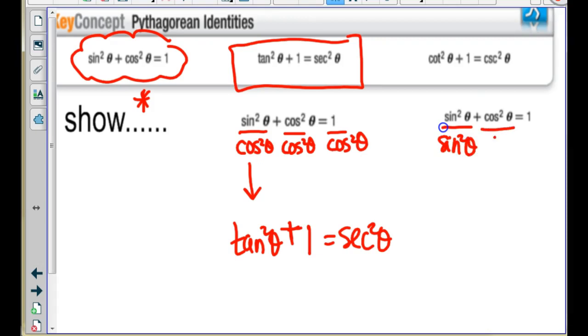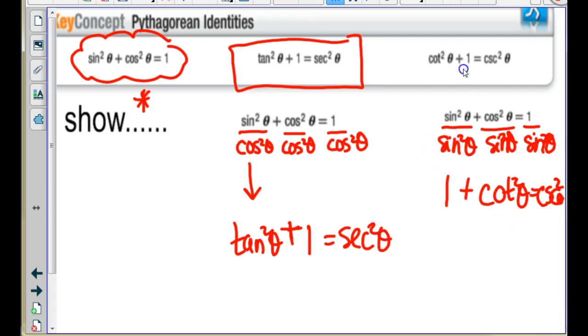Sine squared all the way through, same starting one. But if we divide them all by sine squared, then sine squared over sine squared would be 1. Cosine squared over sine squared would be cotangent squared. And 1 over sine squared would be cosecant squared. And I'm out of room. That's supposed to be a theta, sorry. So both of these two are just the original one divided quickly through by sine squared or cosine squared.